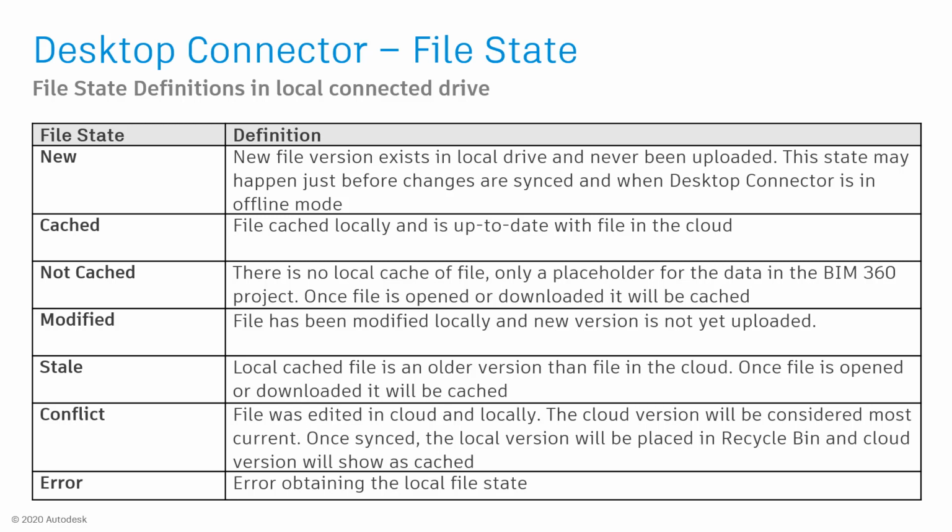The file state inside the desktop connector gives you an understanding of what the state of a file is. A new file exists in the local drive and has never been uploaded. A cached file is up to date and in sync with the cloud version. Non-cached means there is no local cache of the file and only a placeholder of the data in BIM 360. Modified means the file has been modified locally and has not yet been uploaded. A stale file means your local cached file is an older version of that which is in the cloud. And then we have other states for conflict and errors.